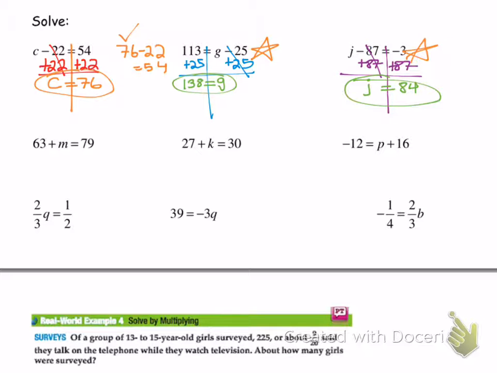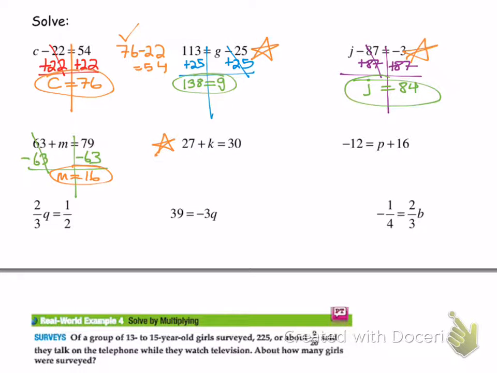So since the variable is being added to all these numbers, the opposite that you have to do is subtract. So 63 plus m is equal to 79. Then you subtract 63 on both sides, and it cancels on the left side here, and you end up with m is equal to 16. Again, you can check that answer to make sure that you're correct.